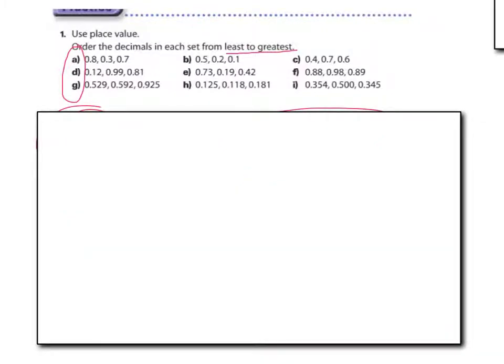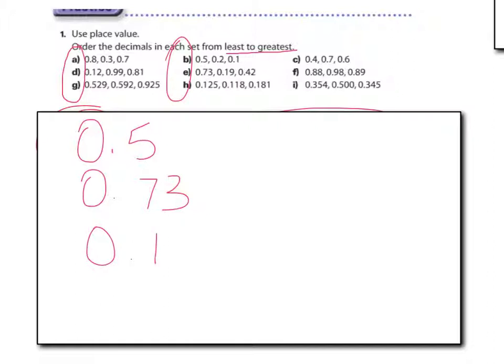Alright, now we're going to try one that I'm going to make a little bit harder, and we're going to use a combination of these numbers here. Let's say we were going to compare 0.5 to 0.73 to 0.118 and 0.125. Go ahead and try comparing those now. Press pause and do that on your paper. All right, let's take a look.